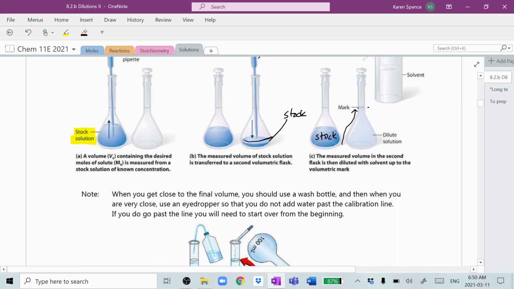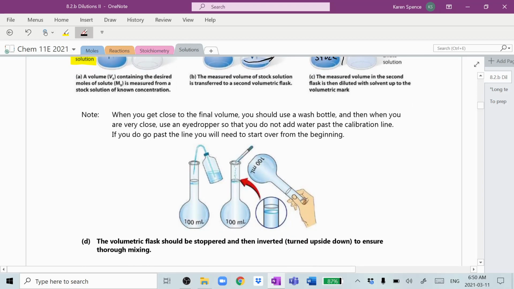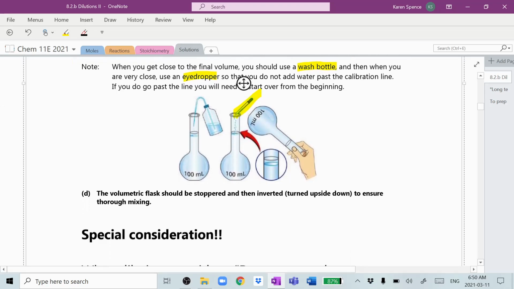Of course, when you get close to that calibration mark, you are going to use a wash bottle, just like we did in the other solution making procedure. And then when you get very close, you are going to use the eyedropper, because if you go past the calibration line, you have to start all over, and that would suck. And then finally, with your volumetric flask, just like before, you should stopper it and invert it. It's going to be turned upside down and right side up a few times to ensure thorough mixing.